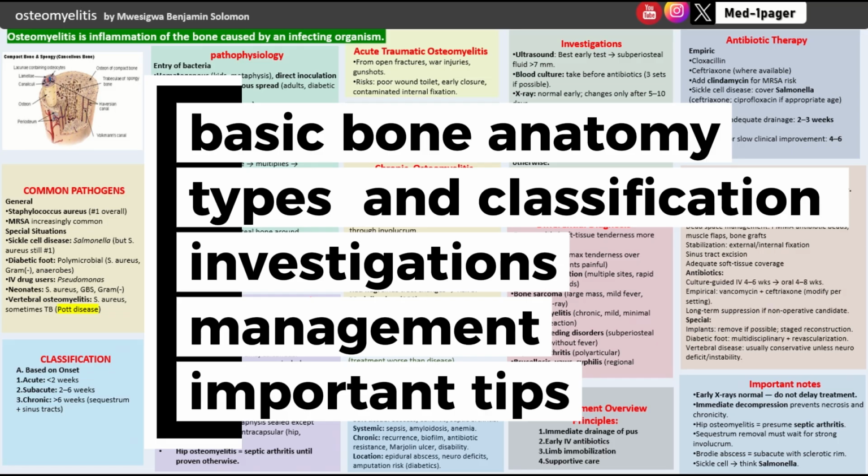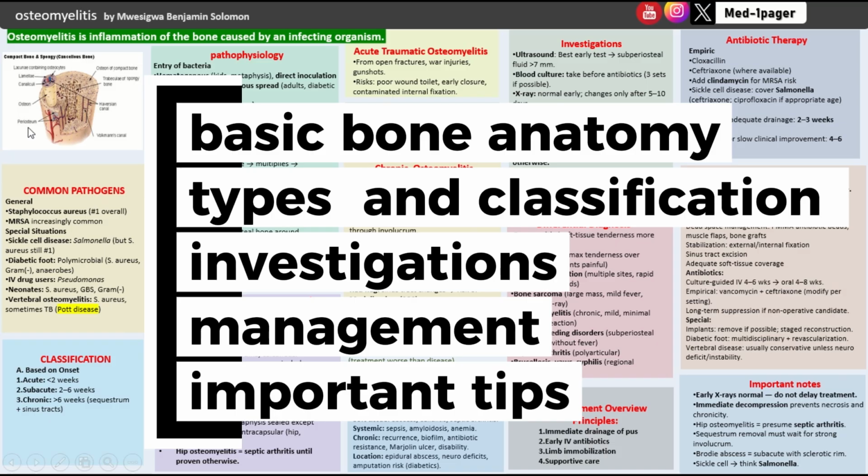And at the end of this speech, I'm going to give you some very important notes to always consider when encountering a case of osteomyelitis, as well as some important things when it comes to answering in examinations.